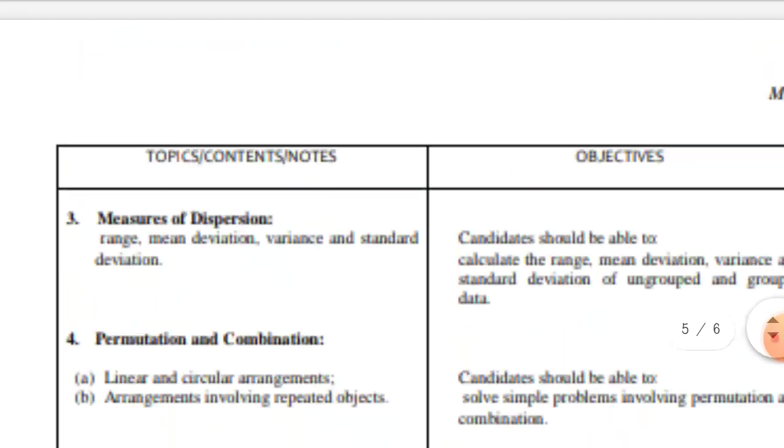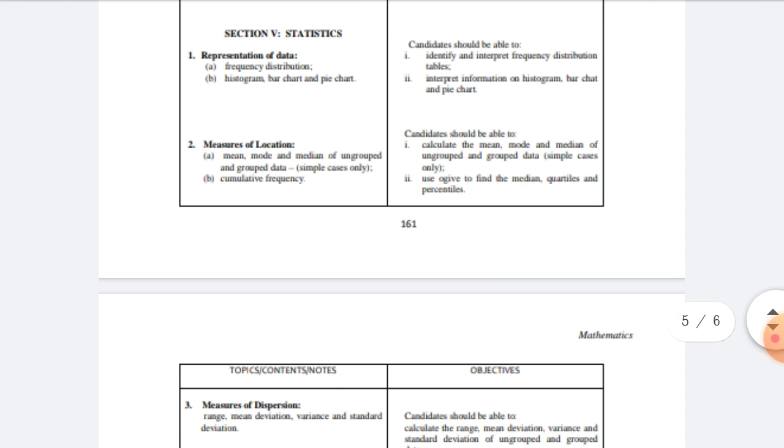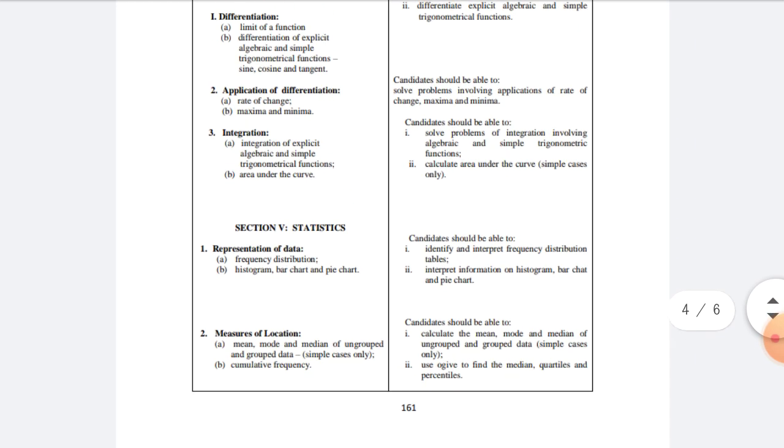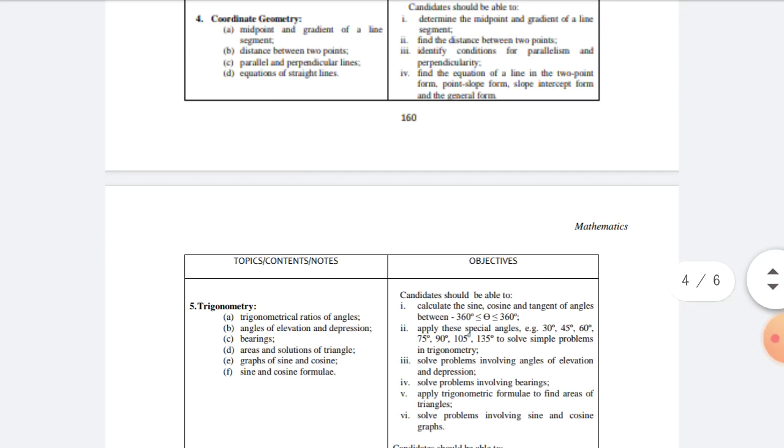This I've given you is the area of concentration if you are writing JAMB, if you are writing mathematics in JAMB.